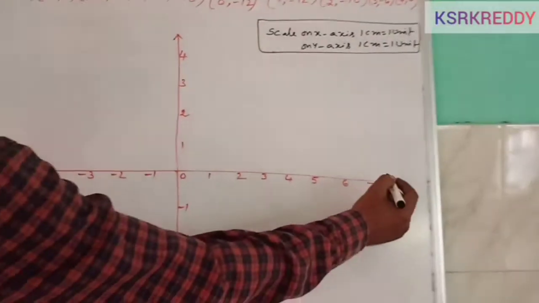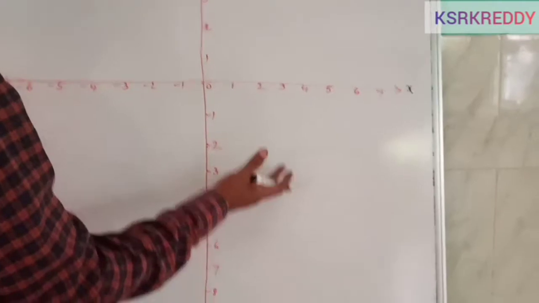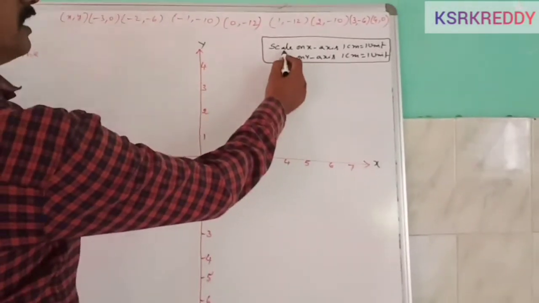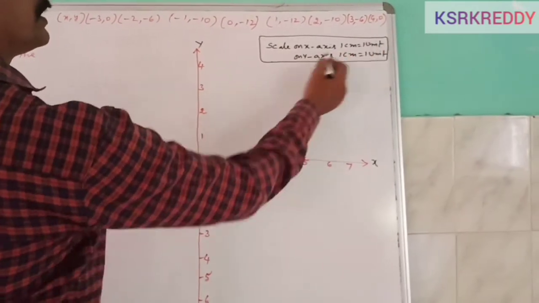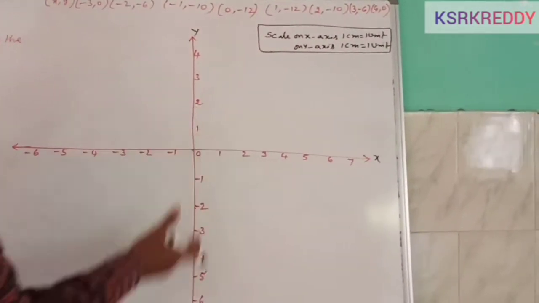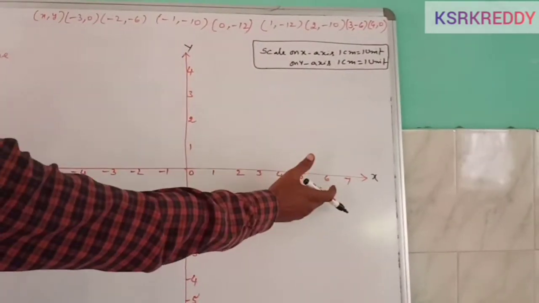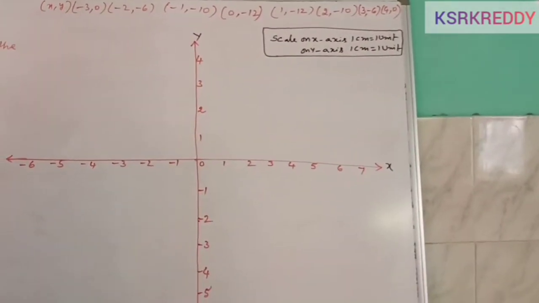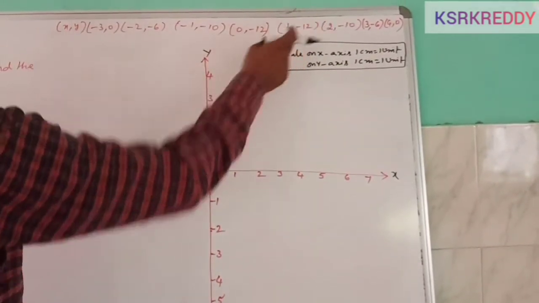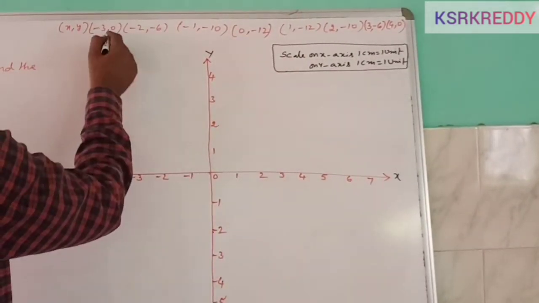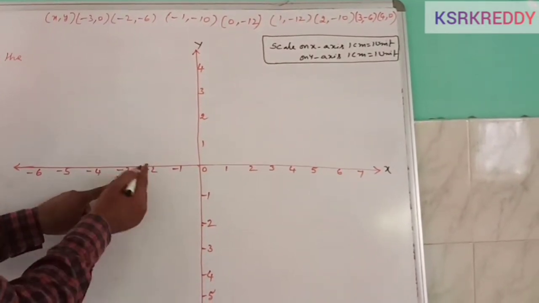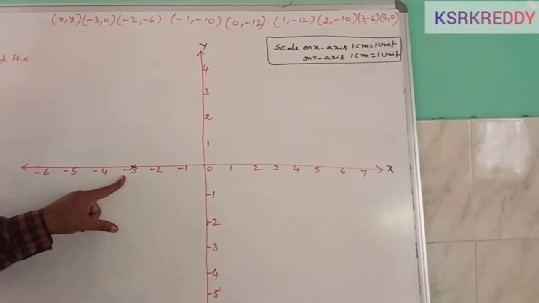Now draw the graph. The horizontal line is called the x-axis, the vertical line is called the y-axis. Scale: on the x-axis 1 centimeter equals 1 unit, on the y-axis also 1 centimeter equals 1 unit. First, these points are marked on the graph sheet. First one, minus 3 comma 0: minus 3 on the x-axis, 0 on the y-axis.